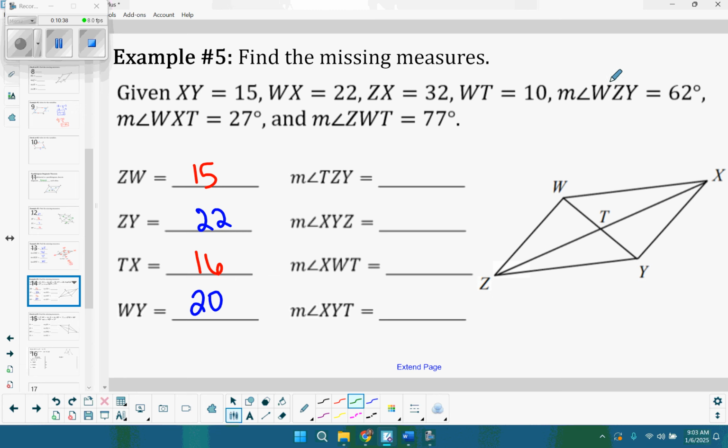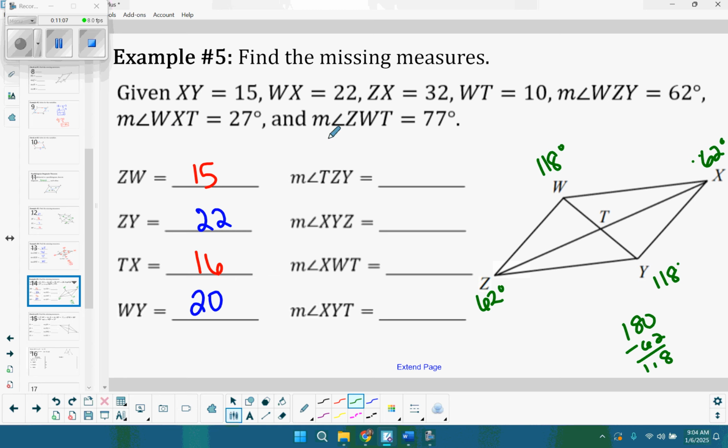So now angle WZY. WZY is this whole angle, so I'm going to put it on the outside, is 62 degrees. Already, I know this whole angle is 62 degrees. 180 minus 62. So we get 118. This whole angle is 118. This whole angle is 118. That was all from that one thing right there.